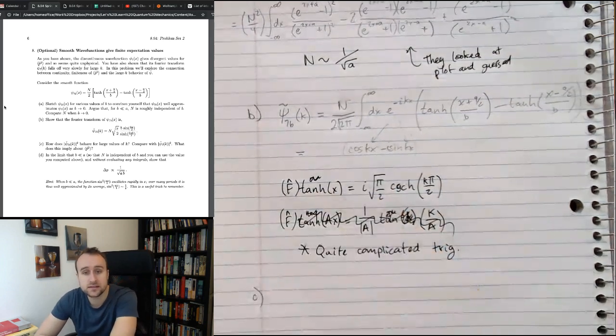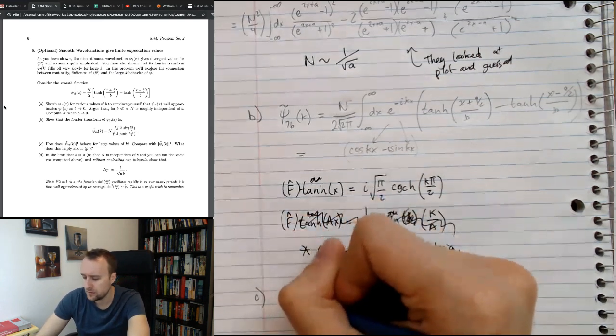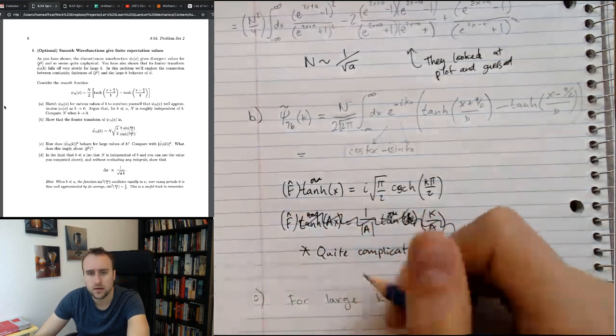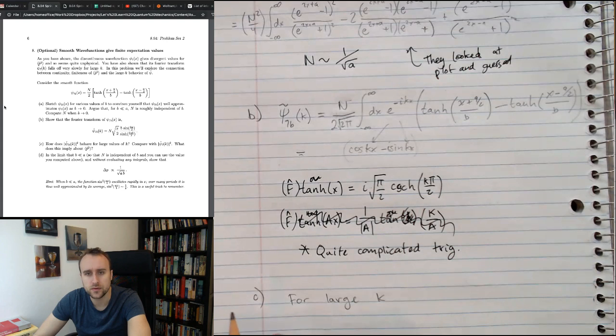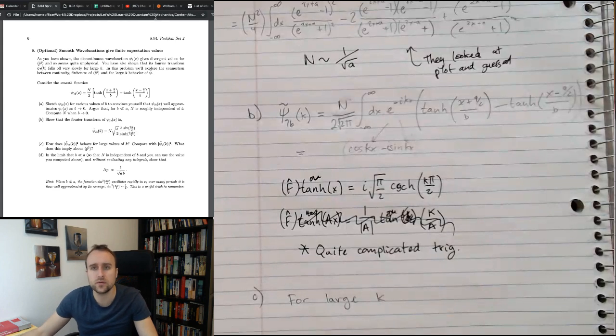C, how does this behave for large values of k compared with k7 from before? What does this imply about p squared? So this, for large values of k, what's happening here? Well, for large k, this is going to be equal to, sine is just going to rotate, so that's not a problem. But how does hyperbolic sine change? So let's look at hyperbolic sine.